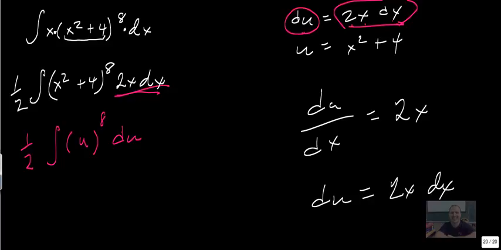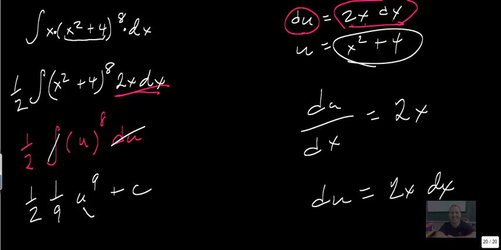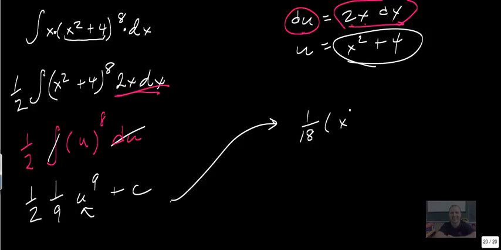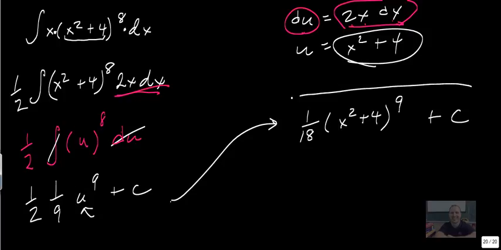So then from here, we have 1/2, and what's the antiderivative of u to the 8? That's 1/9 u to the 9. And of course this and this get dropped off when we do that, plus c. And x squared plus 4 gets substituted in here, and we can simplify this. So that becomes 1/18 (x squared plus 4) to the power of 9 plus c. And that is our indefinite integral right here.